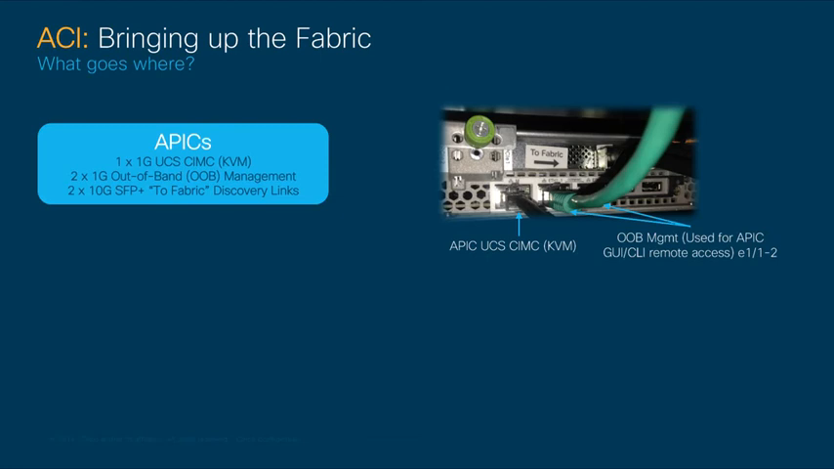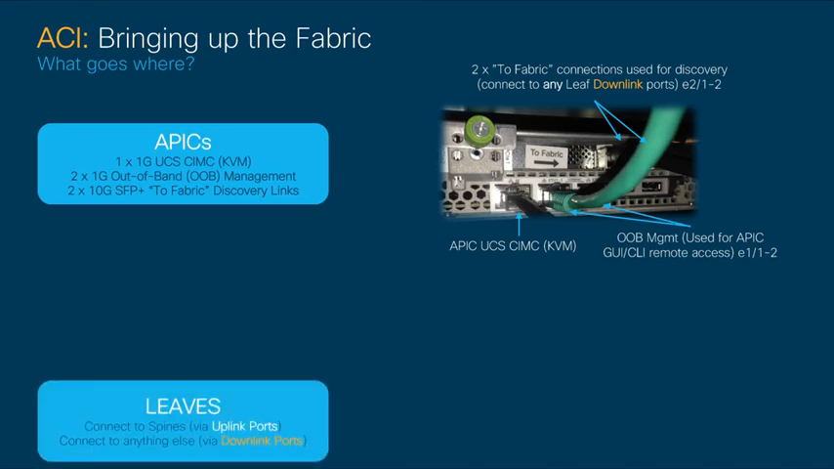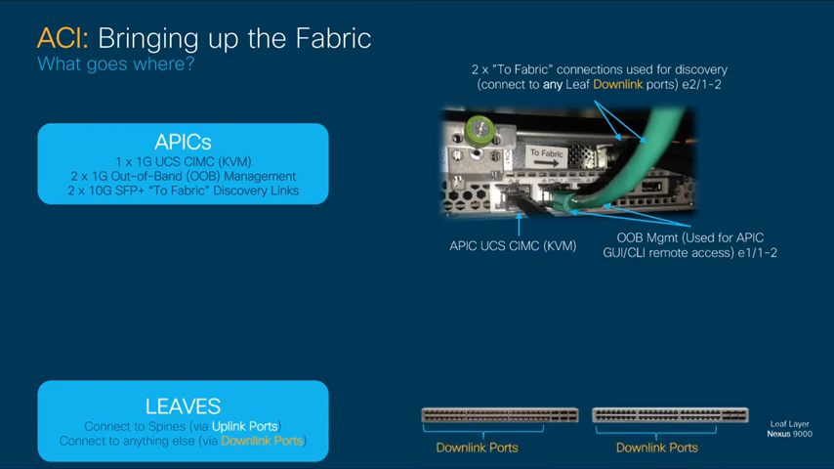Finally, there are 2 10 gig ports with a tag that indicates you must connect them to the fabric. This means the leaves, and they will be used for automatic fabric discovery, management, and more. We will connect those 2 fabric ports using a Twinax cable or 10 gig link to the downlink ports on any leaf or leaves as indicated in the diagram.